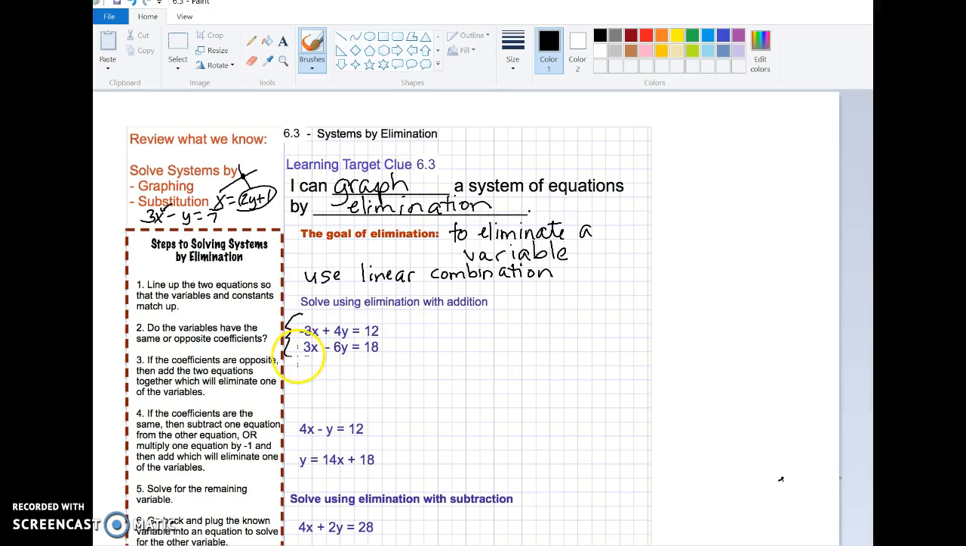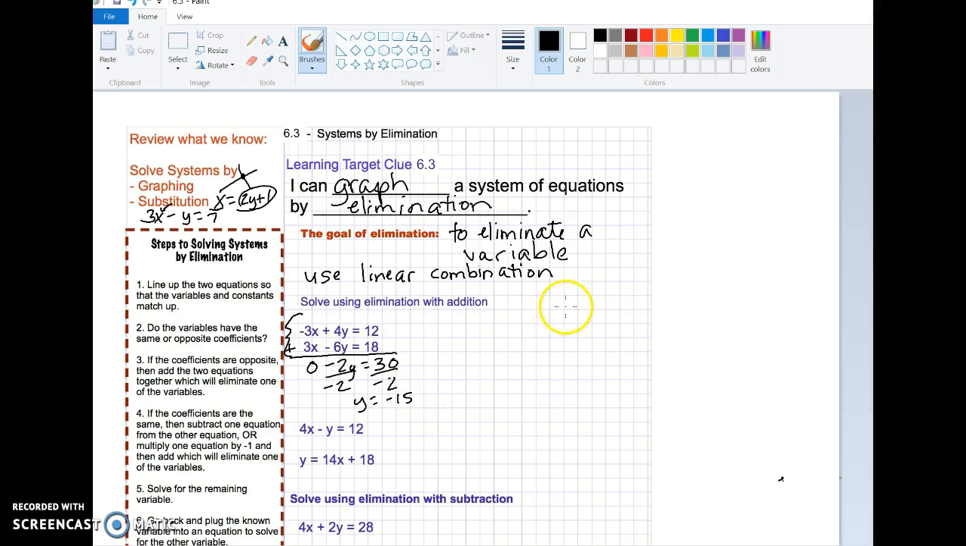So let me show you what I mean. I'm going to add, making sure they're all lined up. My x's are lined up with my x's and my y's with my y's, and I'm going to add them together. Negative 3x plus 3x is equal to 0. 4y plus a negative 6y is negative 2y. And 12 plus 18 is 30. Now, I have negative 2y equals 30, so I divide by negative 2, and I get y equals negative 15.